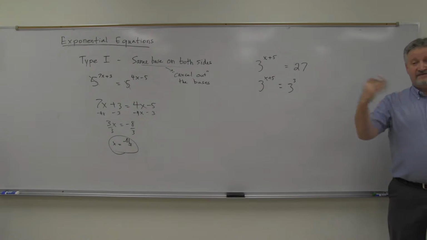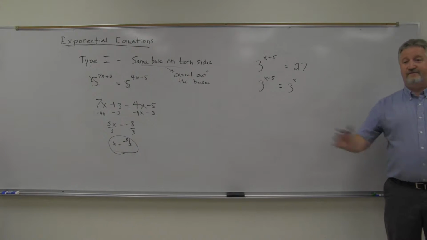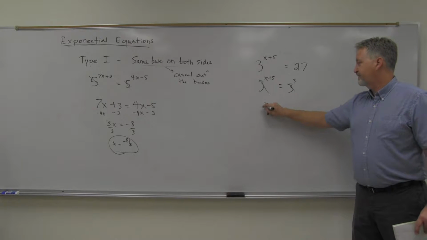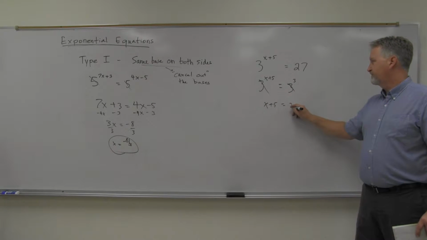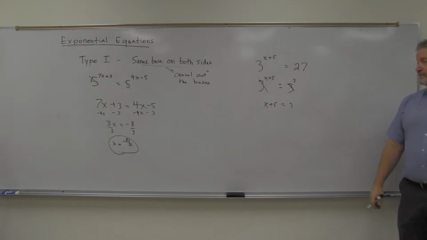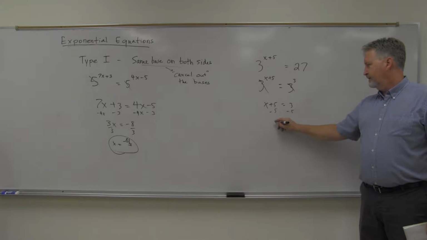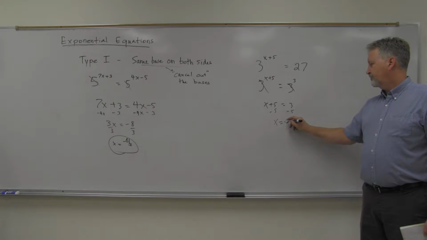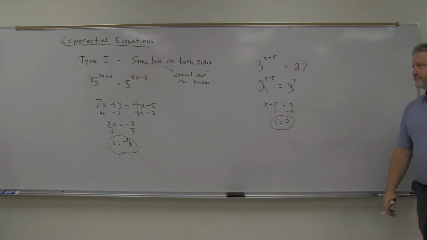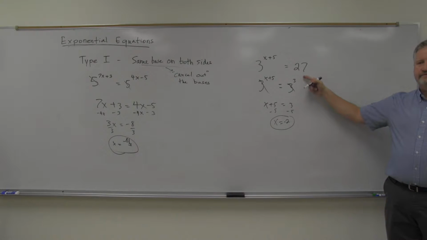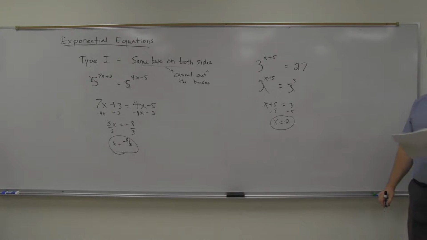So I do have the same base on both sides, you see. That makes this a very simple problem, because then the bases just cancel. You've got x plus 5 must equal 3, right? Exponents must equal. And so it looks like x is negative 2. So sometimes you may just have to change the number to that base.